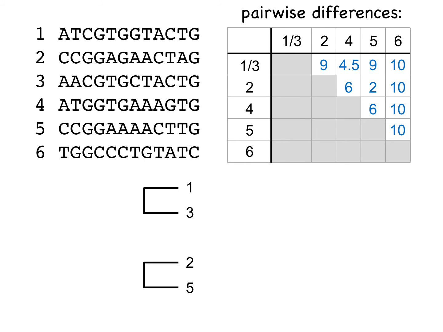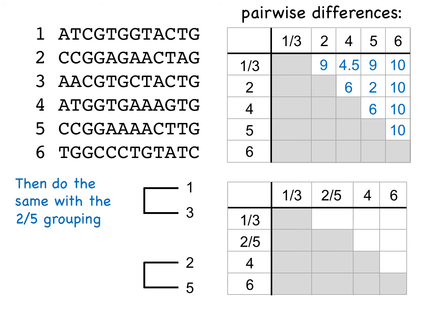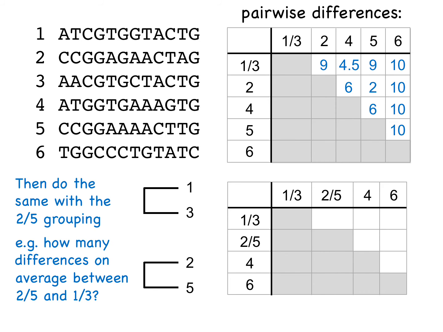Okay, so I just moved that table up, and now we're going to go through the same logic with the grouping 2, 5. All right, so here's our new table, and now we're going to calculate how many differences on average there are between 2 and 5 and 1 and 3. The way we do that, I'm going to highlight the ones we're going to be comparing here. It means we're going to look at the number of differences between 1 and 2 and 3 and 5. Those are highlighted here, and you can see in both of those comparisons, the values are 9. So the average number of differences is 9.